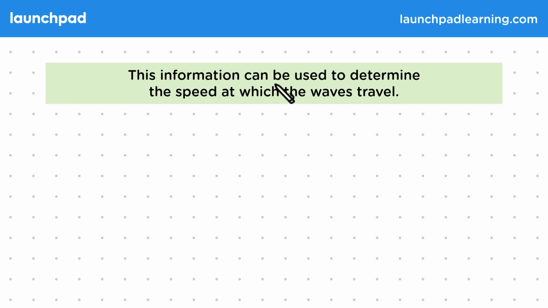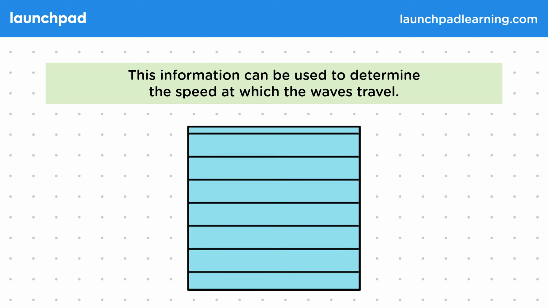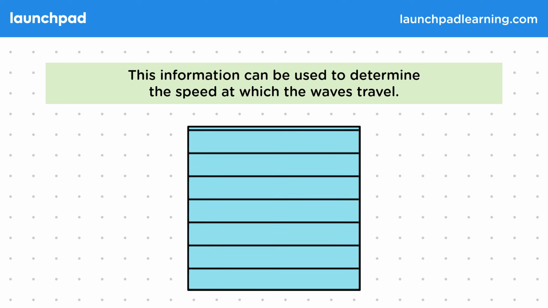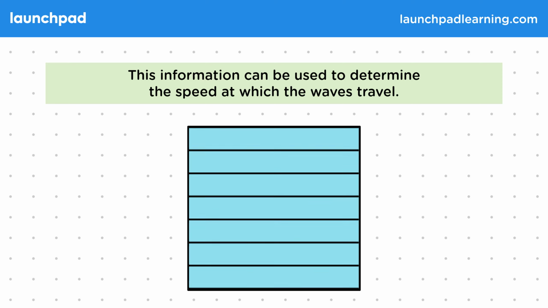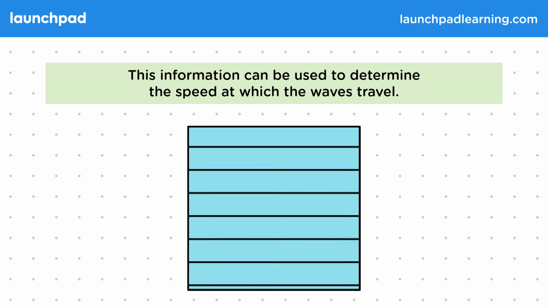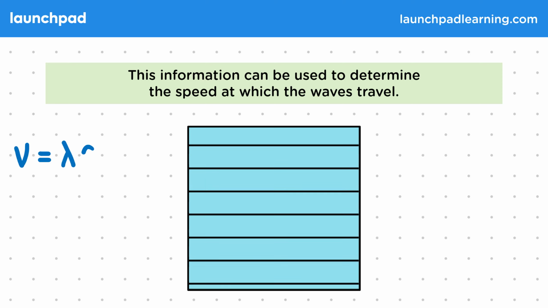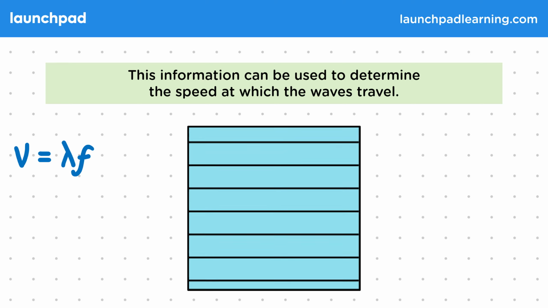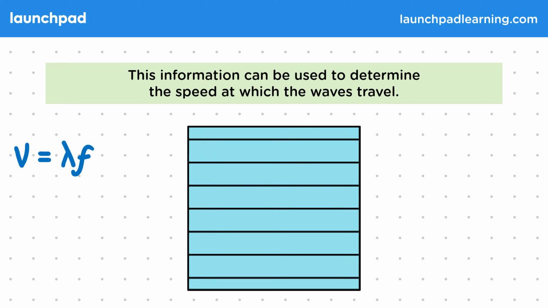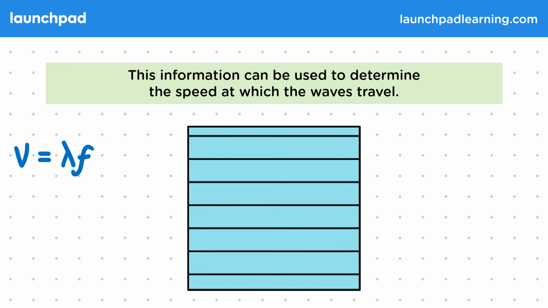This information can be used to determine the speed at which the waves travel. The speed of a wave is the rate at which energy is transferred, or the speed at which the pattern moves. We can see this from our diagram as the speed at which the shadows are moving. To calculate this, we can use the equation speed equals wavelength times frequency. This is a very important equation for understanding waves.